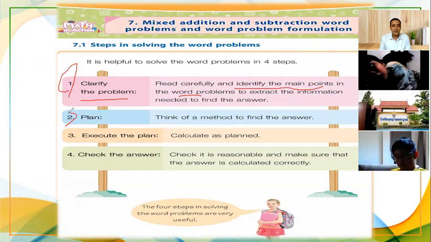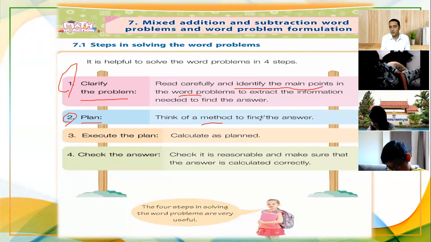Now step number 2, we have to make a plan. So we have to think of a method to find the answer. What method should we use? For example, to solve a problem, we need subtraction, or either we need addition. So we have to find the method, so then we can find the answer.